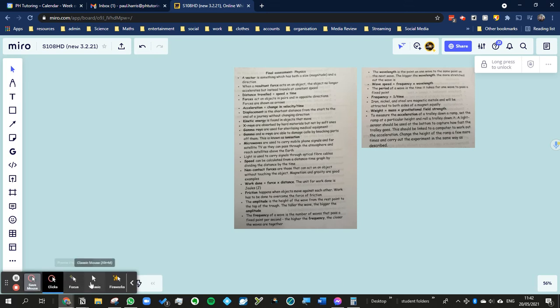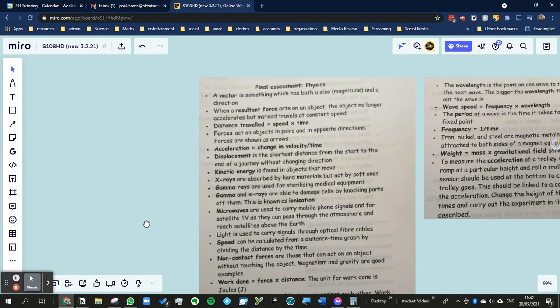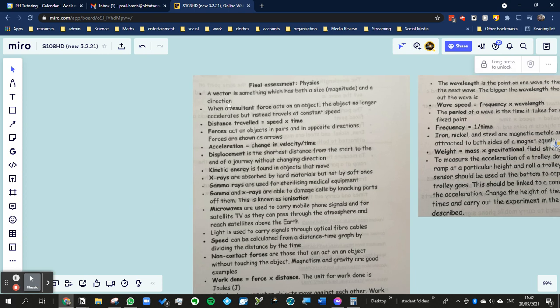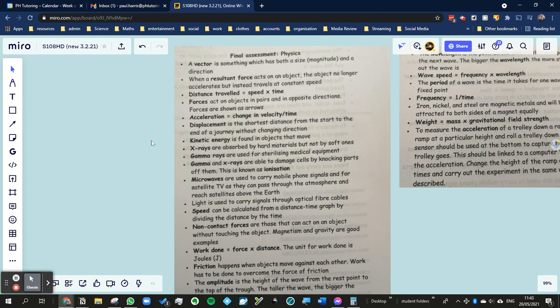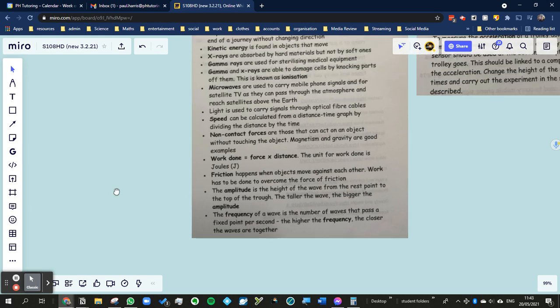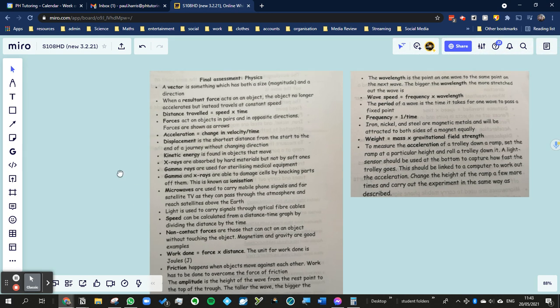Right, so I've got here a revision list for a final assessment in physics, and looking at this, I've got essentially two main topics, I guess. It seems to be mixed up, which is not ideal, but we can use a little bit of highlighting to identify this.